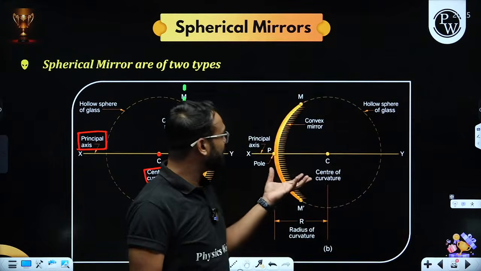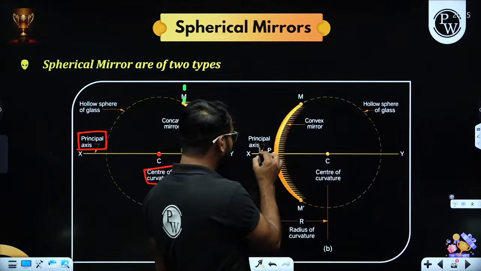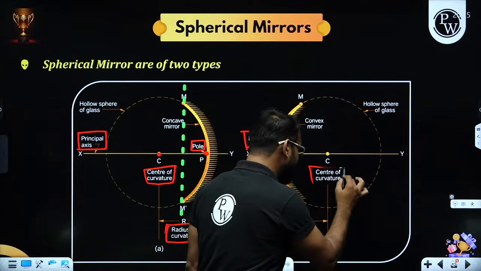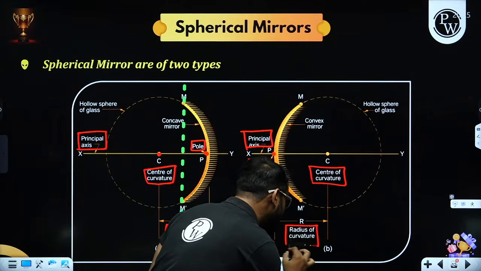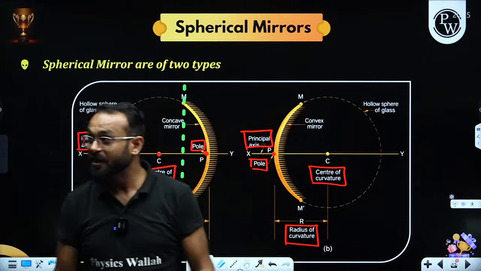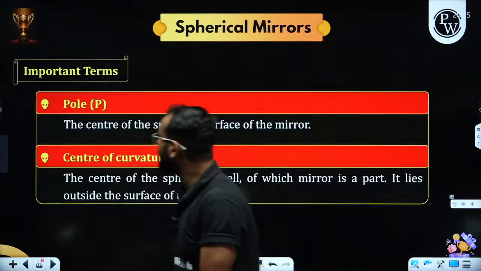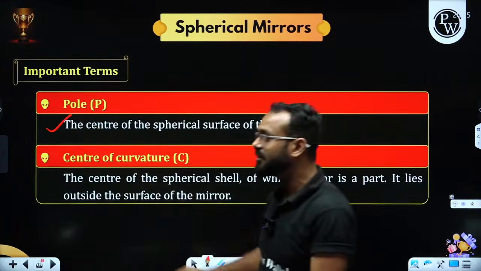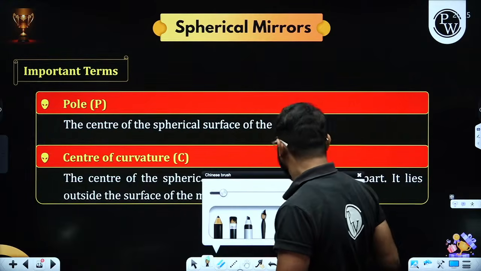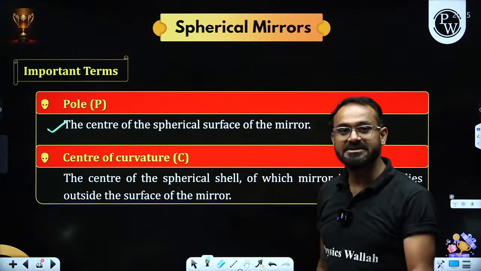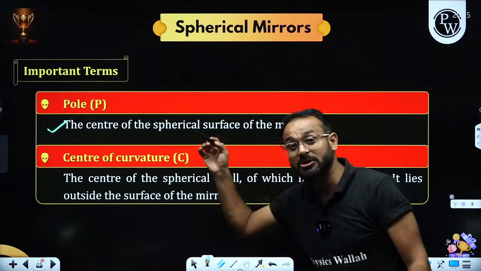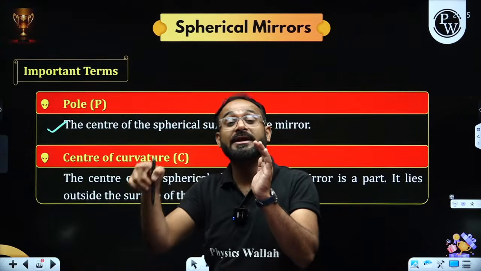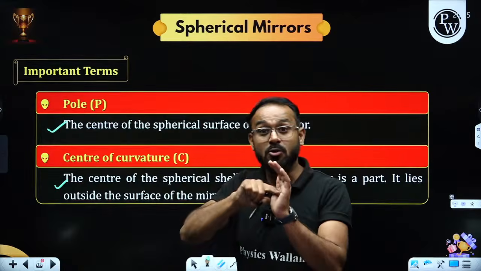Similar things happen with the convex mirror also. There will be a pole, a principal axis, a center of curvature, and a radius of curvature. All the points are the same. So how are we going to write it down? The pole is the center of the spherical surface of the mirror. Sir, clear? Everyone? Center of curvature: the center of the spherical shell of which the mirror is a part, and it lies outside the surface. Clear? Outside the surface.